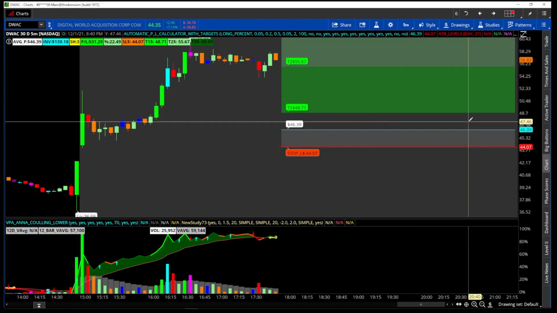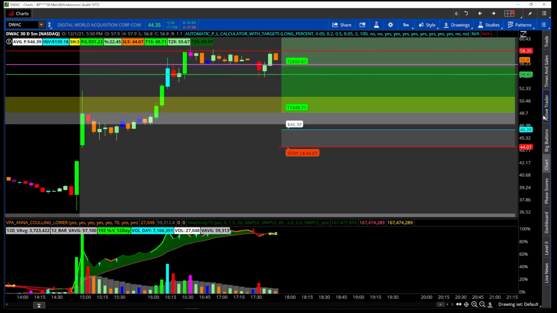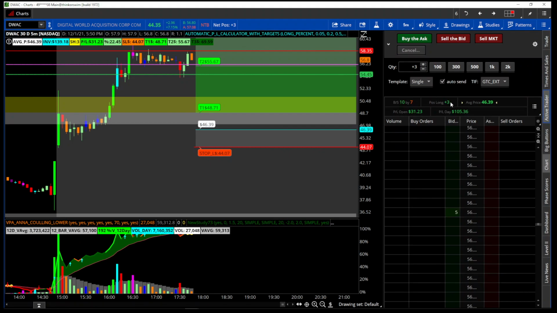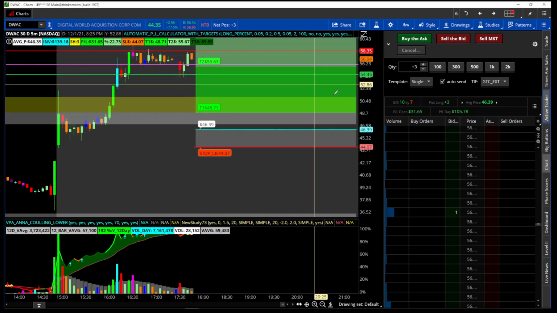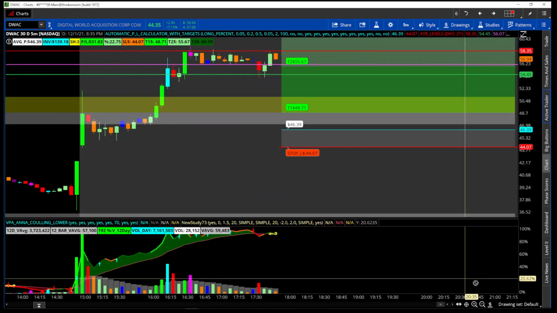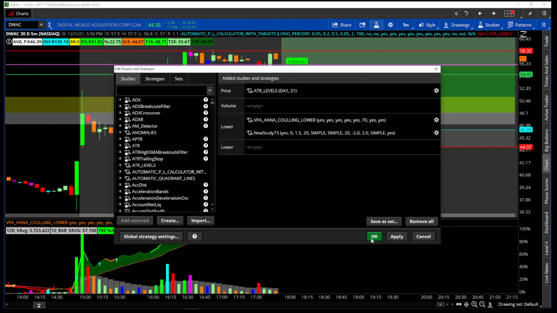There we go. If you're not familiar with my automatic profit loss calculator, that's what this is. I was in the trade earlier. I still got three shares on it. I bought 10, made about $105, and I think I sold up here when it hit this higher band of this ATR level. But I'm gonna take that off and just leave the levels on there.